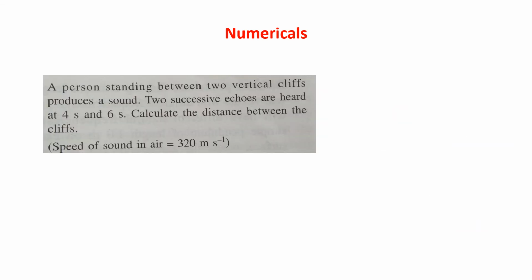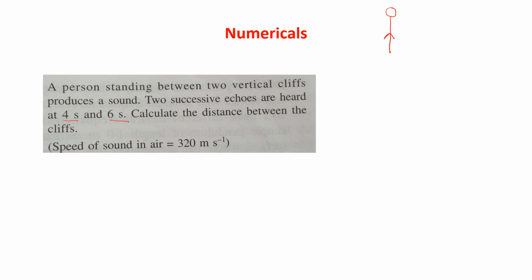Now see for this question. A person standing between two vertical cliffs produces a sound. Two successive echoes are heard at 4 seconds and 6 seconds. Calculate the distance between the cliffs. And the speed of the sound in air is given 320 meter per second. Now it is said that a person is standing. Suppose a person is standing and there are two vertical cliffs on two sides of the person. And he is getting the echo, one echo after 4 seconds and the second one after 6 seconds.